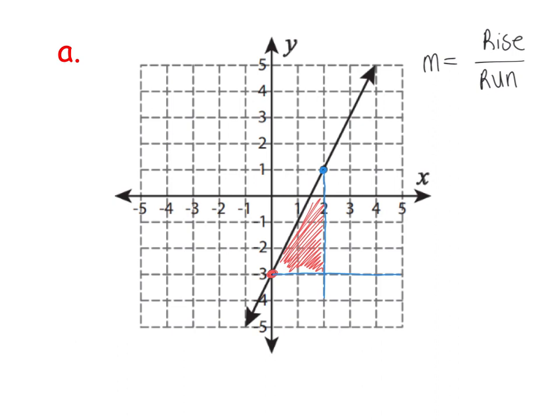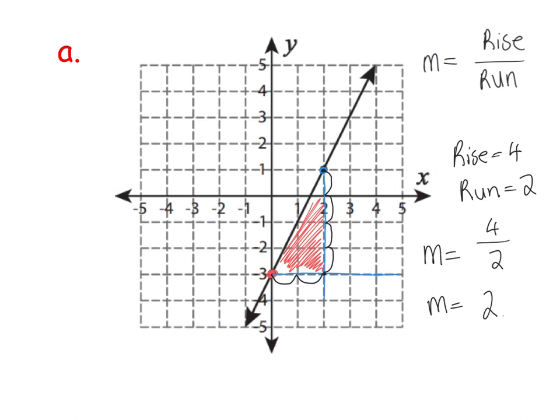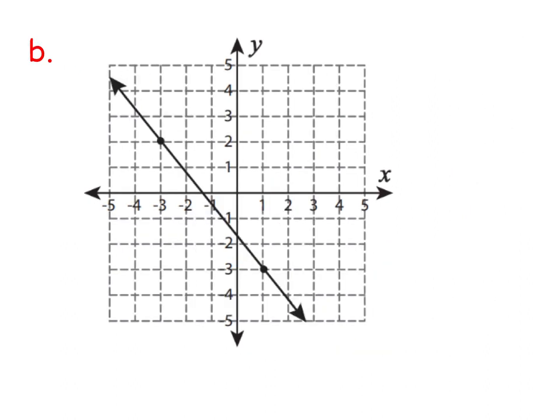So the rise needs to be how high this triangle is, so from this point to this point. And if you look there, you can count the units, so it's 1, 2, 3, 4. So it's up 4 units, so the rise is 4, and it's positive 4 because it's going up. And then we have the run, which goes across 1, 2, which is equal to 2. So then the slope is the rise over the run, and 4 divided by 2 is going to give you 2.